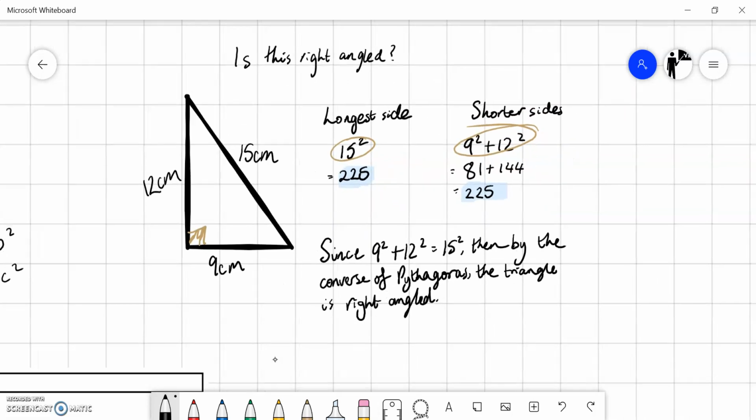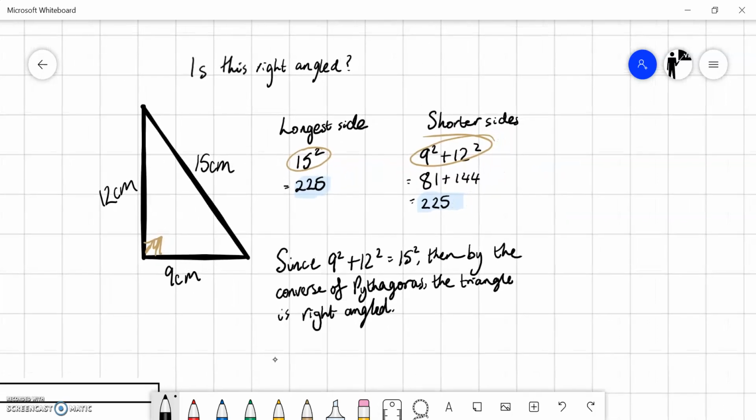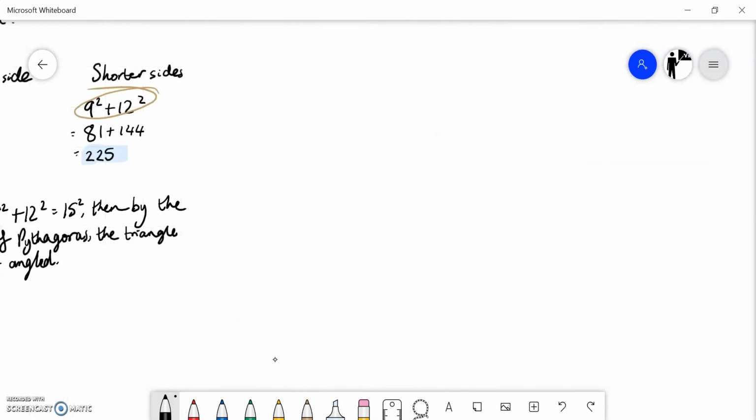Okay, we could look at another problem as well. Let's draw another triangle.